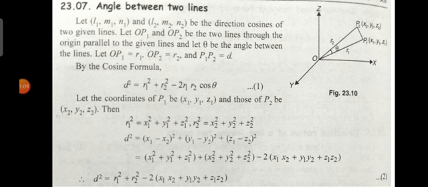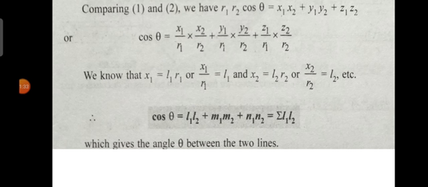Using the cosine formula, d square equals r1 square plus r2 square minus 2 r1 r2 cos theta. And d square is r1 square, that is given, and we are finding r1 r2 and substituting. You get d square is r1 square plus r2 square minus 2 into x1 x2 plus y1 y2 plus z1 z2. Then combining the equations, you will get cos theta as L1 L2 plus M1 M2 plus N1 N2, that is sigma L1 L2.